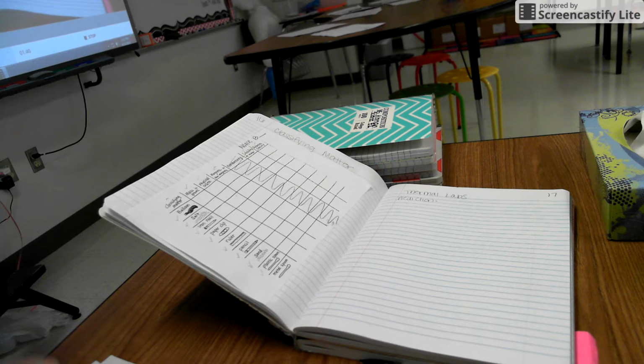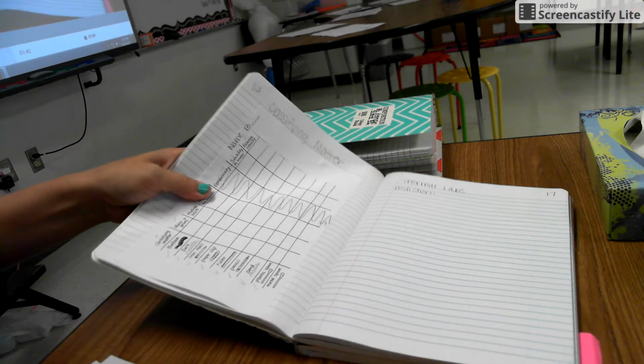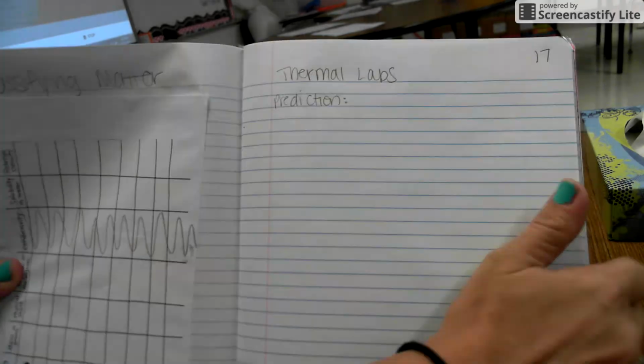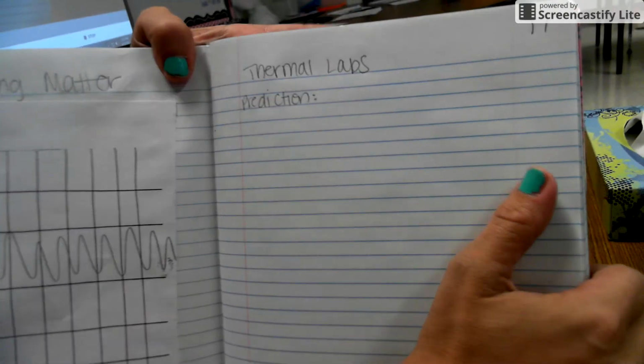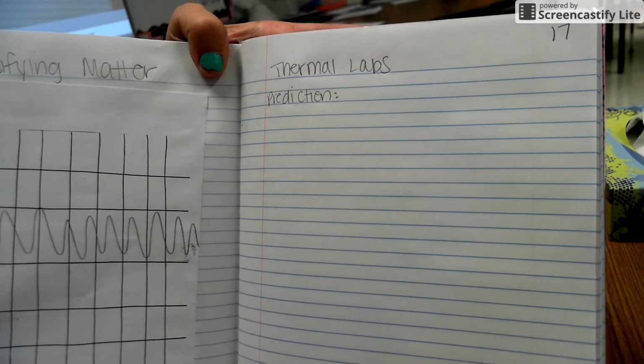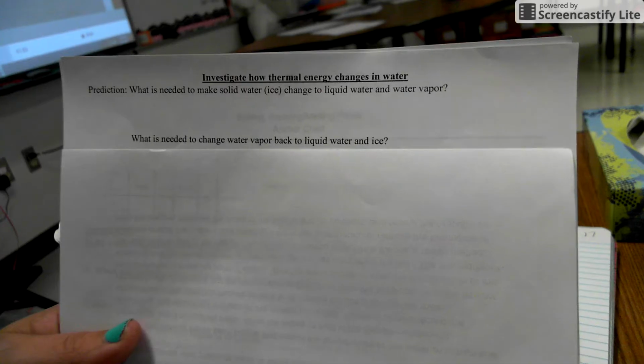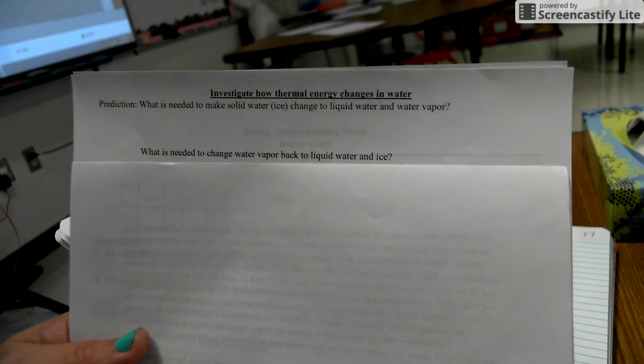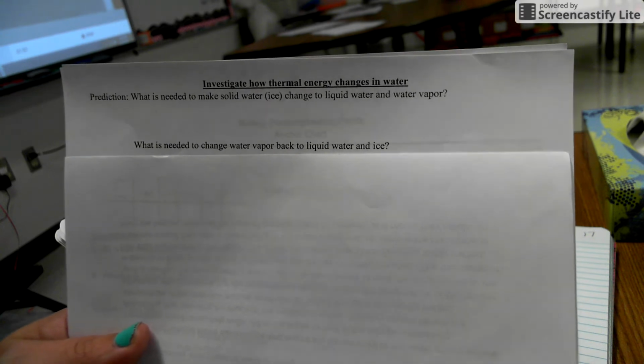Okay, so I'm going to be doing a demonstration here. And before we get started, I want you to write on page 17, prediction, because you're going to make a prediction. So write that word and then I'll tell you what you're going to predict. All right, for your prediction, you don't have to write these questions. You're just writing the answer.